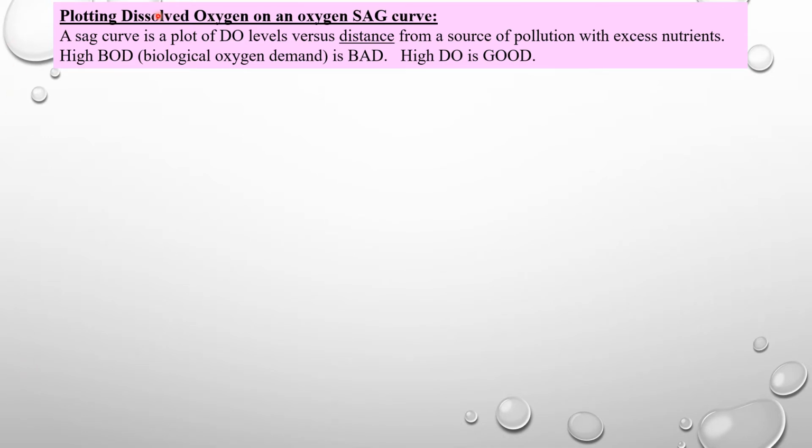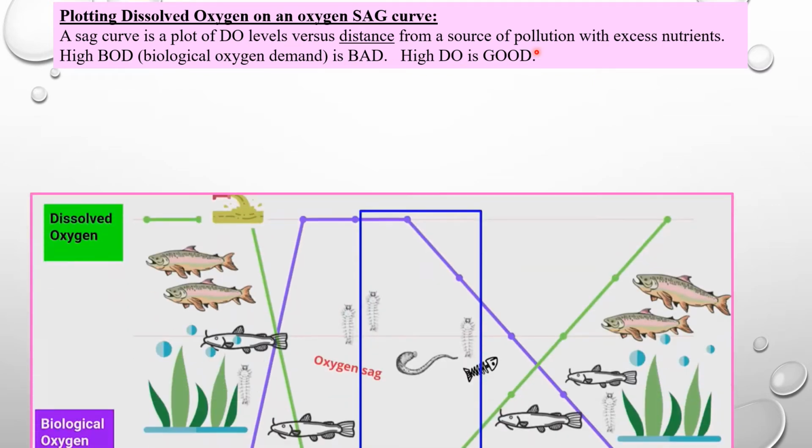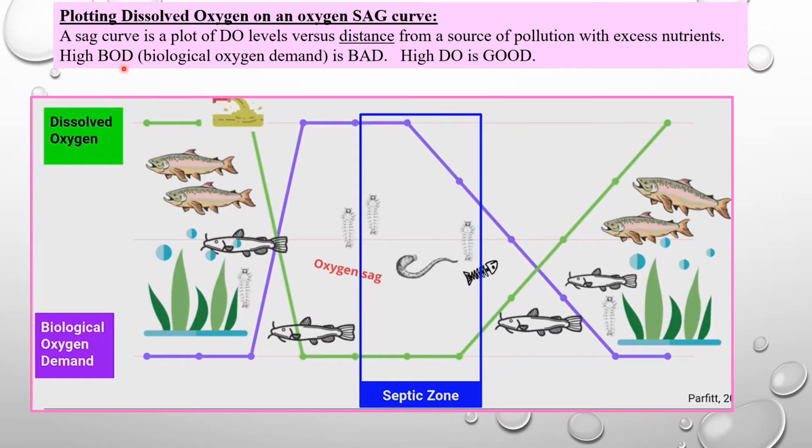All right, so remember, we're going to look at a sag curve, and the sag curve has to do with distance from a source, okay? Another thing I need you to know is biological oxygen demand, which is in purple. That is bad, okay? Dissolved oxygen, which is in green, is good. So let's start following our line for dissolved oxygen. And remember that this curve is all about distance from a pollutant source.